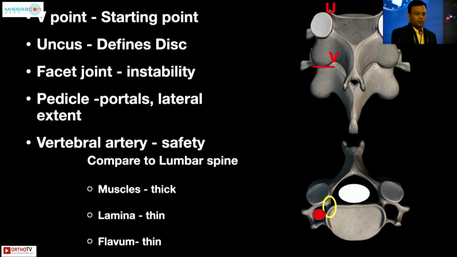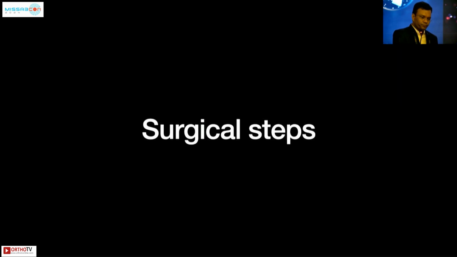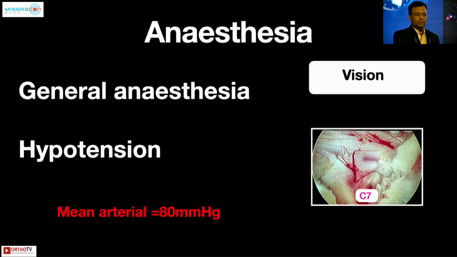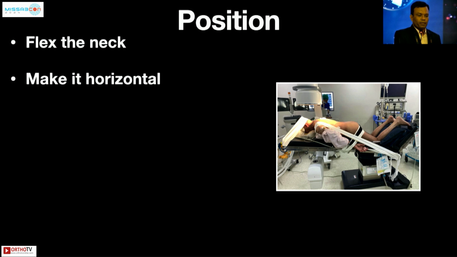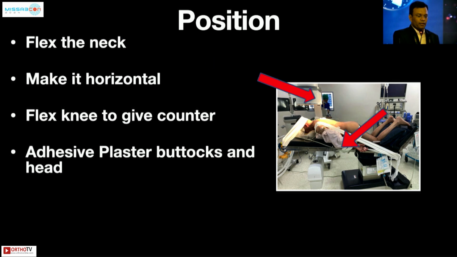There is some difference between lumbar spine and cervical spine that you should know. The muscles of the cervical spine are quite thick, whereas the lamina and ligamentum flavum are quite thin. Coming to surgical steps, the surgery is done under general hypotensive anesthesia for the sheer reason of clear vision. Position makes sense here because good position will help you to control bleeding and make surgery easy. So for cervical UBE, the patient's neck should be flexed. Make it horizontal by elevating the head end. Flex the knee so that it gives counter and use adhesive plasters on buttocks, head and shoulder.